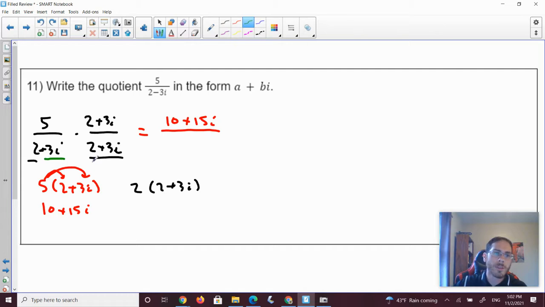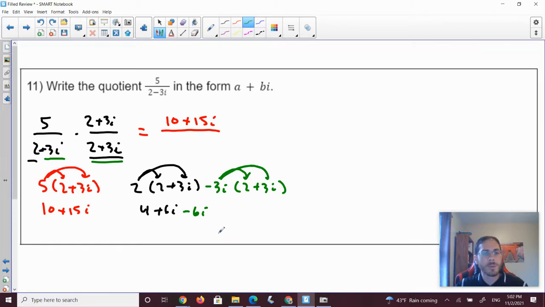So we're going to get 2 times 2 plus 3i. We're going to get minus 3i times 2 plus 3i. So when we double distribute, 2 times 2 is 4. 2 times 3i is 6i. Minus 3i times 2 is minus 6i. Minus 3i times plus 3i is minus 9i squared.